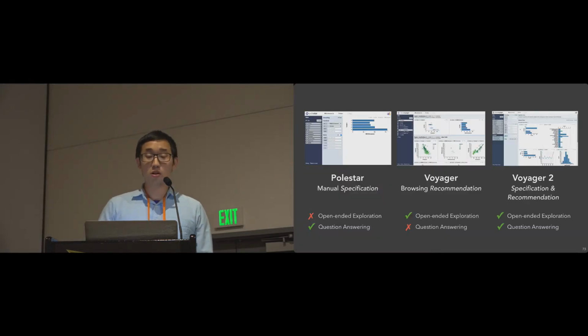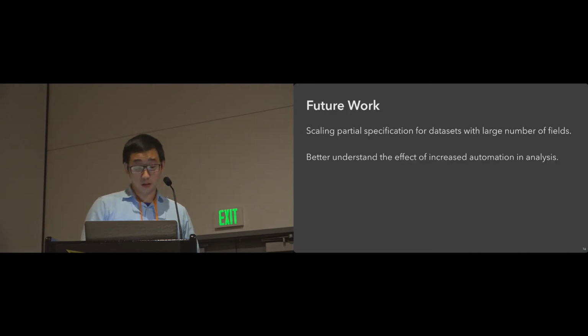Overall, the study shows that Voyager 2's combination of specification and recommendation can successfully facilitate both exploration and question answering. In terms of future work, we're excited to explore how we can scale specification and recommendations in Voyager 2 for datasets with larger number of fields. In addition, our lab study also showed promising results for our partial specification approach, but as some of you may have seen in the great debate between the idea of computer as tool and computer as agents, it's also important to conduct more study to better understand the benefits and drawbacks of increased automation in the analysis process.